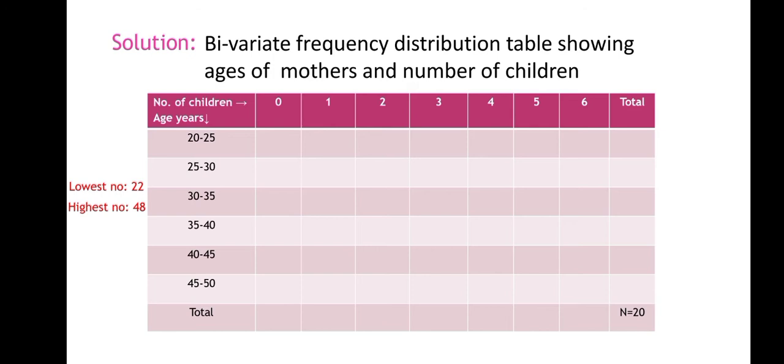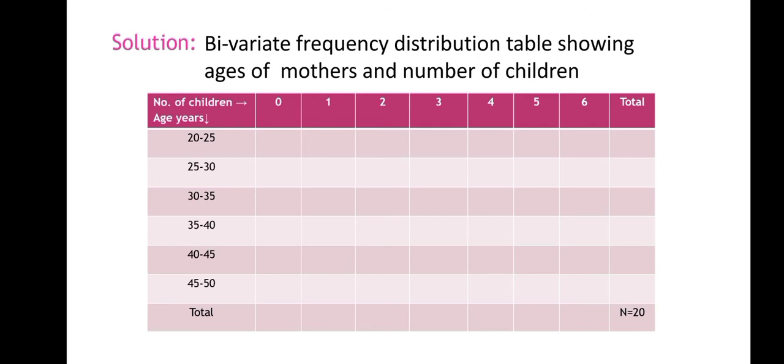Till where do we have to consider? Till the highest number. The highest number is 48, so we can take it up to 50. We can consider the class intervals up to 50. And here we will consider the number of children. Here also we will check the least number and the highest number. In the number of children, the lowest number is 0 and the highest number is 6. So we'll consider the numbers starting from 0 to 6, that is 0, 1, 2, 3, 4, 5 and 6.